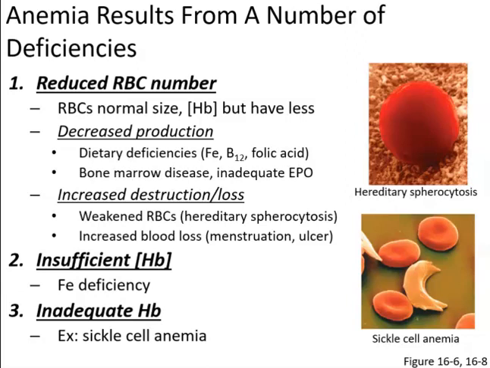Another reason that we could have anemia could be an insufficient concentration of hemoglobin, and this could be due to iron deficiency. Iron deficiency is one of the more common causes of anemia. Another cause of anemia could be inadequate hemoglobin. An example would be sickle cell anemia, which transforms the shape of the red blood cell into a sickle cell shape, and this of course affects the amount of surface area where oxygen can bind to the cell.